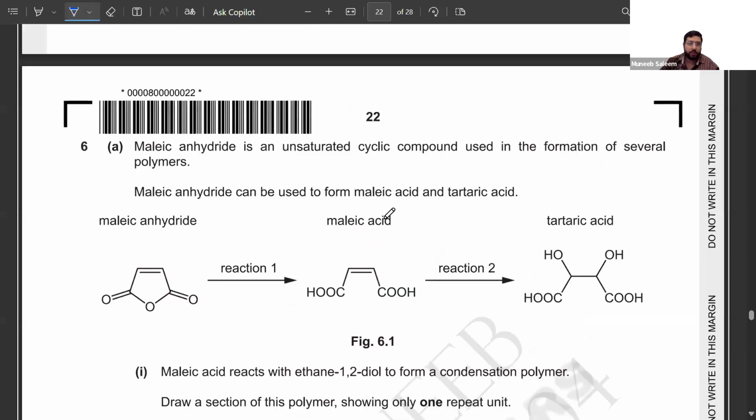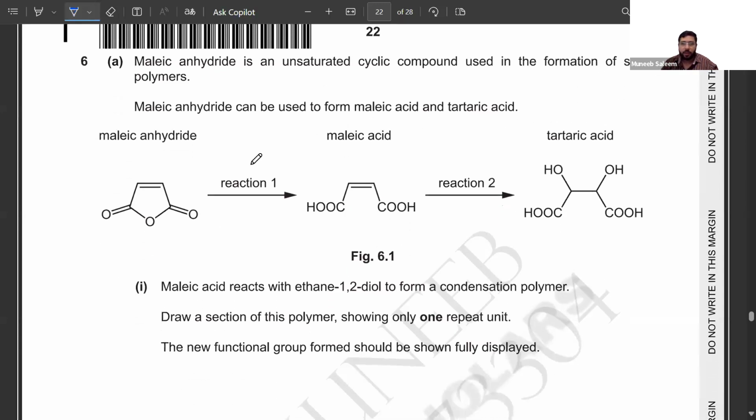Now the question number 6. Maleic anhydride is an unsaturated cyclic compound used in the formation of several polymers. Maleic anhydride can be used to make maleic acid and tartaric acid. Maleic acid reacts with ethane-1,2-diol to form a condensation polymer. Draw a cross section of this polymer showing only one repeat unit. The new functional group should be shown fully displayed.